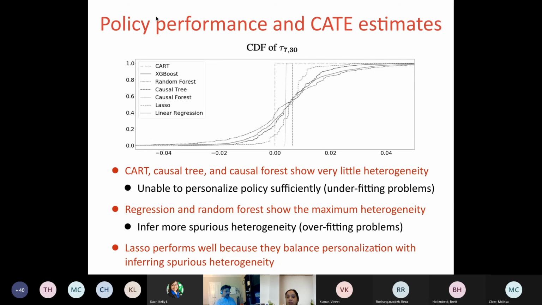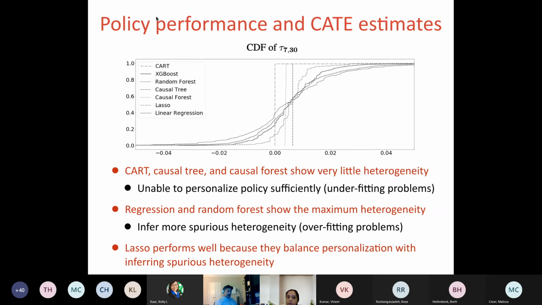Whereas regression and random forest, you can see, have the maximum heterogeneity. So what they're really doing is inferring more spurious heterogeneity than there is. It's more of an overfitting problem. So when it goes to the test data, there is not as much heterogeneity as it thinks there is.